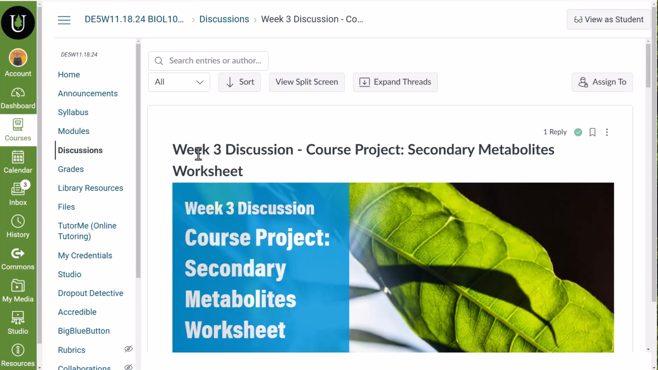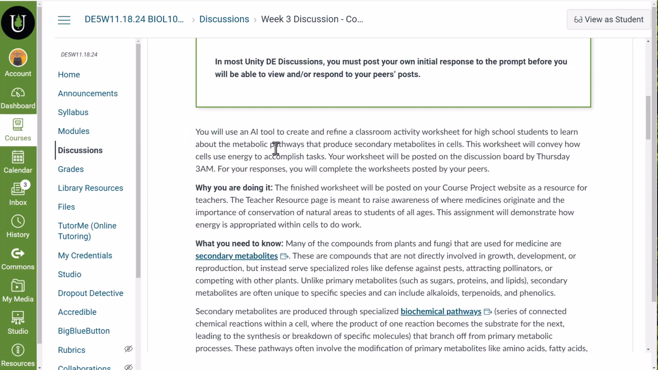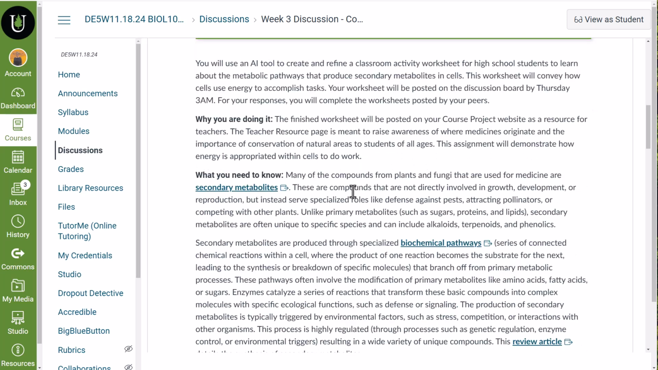In your first assignment here, you have a discussion, and in this discussion, you're going to be generating a worksheet that would be intended for use by high school students in learning about secondary metabolites. You will use an AI tool to help you create this classroom activity for the high school students, to explain to them and help teach them about secondary metabolites.